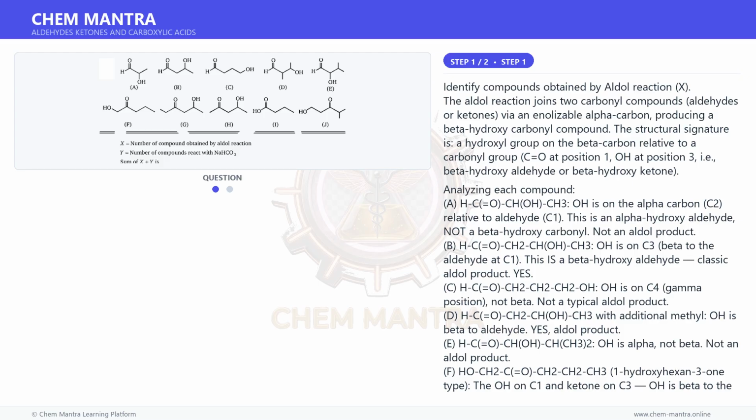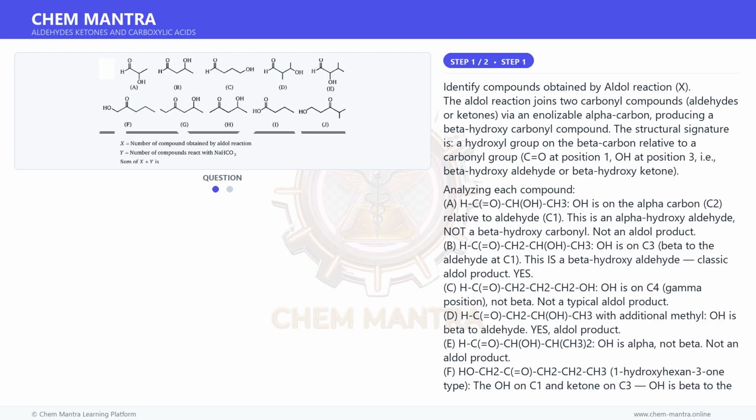The aldol reaction joins two carbonyl compounds, aldehydes or ketones, via an enolizable alpha carbon, producing a beta-hydroxy-carbonyl compound. The structural signature is a hydroxyl group on the beta carbon relative to a carbonyl group, C=O at position 1, OH at position 3, i.e., beta-hydroxyaldehyde or beta-hydroxyketone.